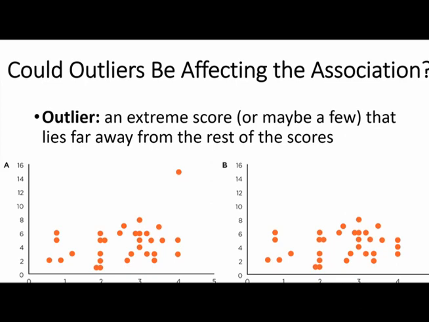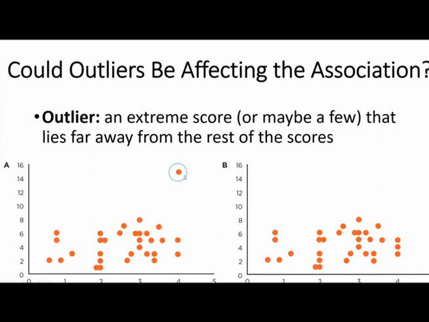All right, so moving on from our deep dive into statistical significance, our next question is all about outliers. And we can ask, could outliers be affecting the association that we're seeing? An outlier is an extreme score, or maybe a couple of extreme scores, that lie very far away from the rest of our scores.